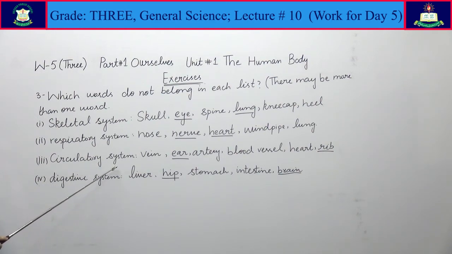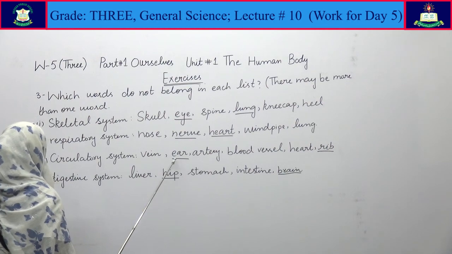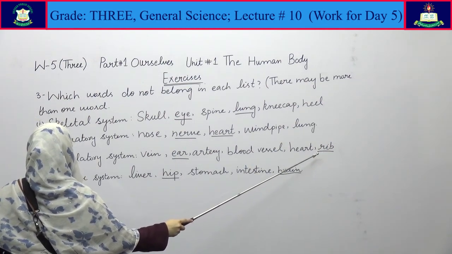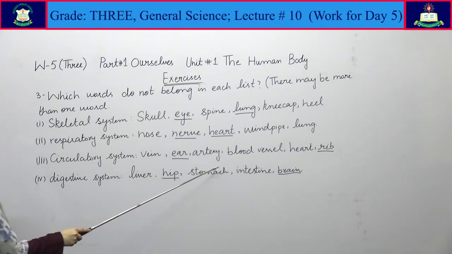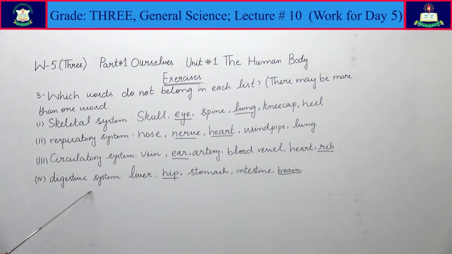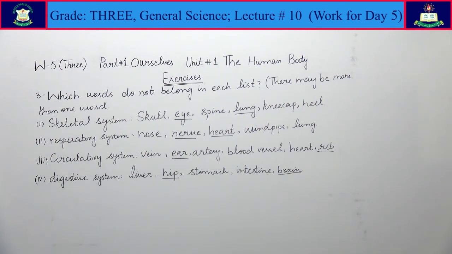Circulatory system, which consists of vein, artery, blood vessels and heart. So ear and rib, these two words do not belong in this system. Digestive system, liver, stomach, intestine makes up the digestive system. So hip and brain do not belong in this system. Is it clear? So we have completed question number 3.